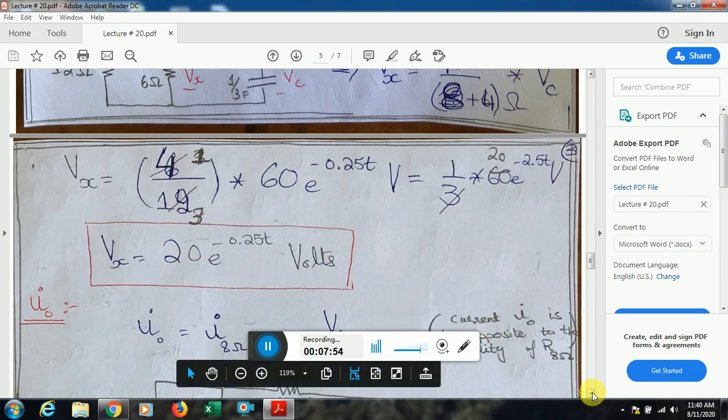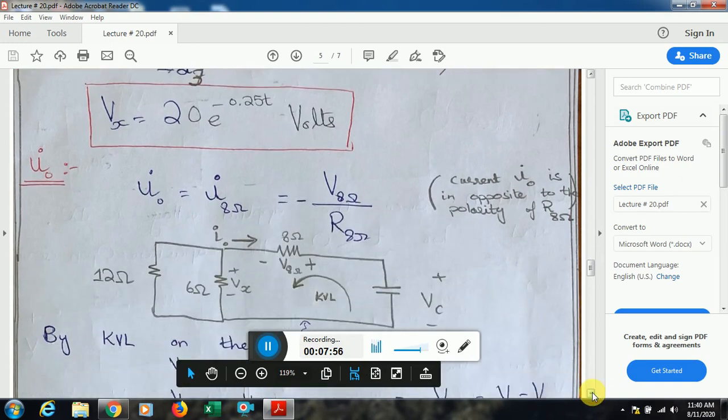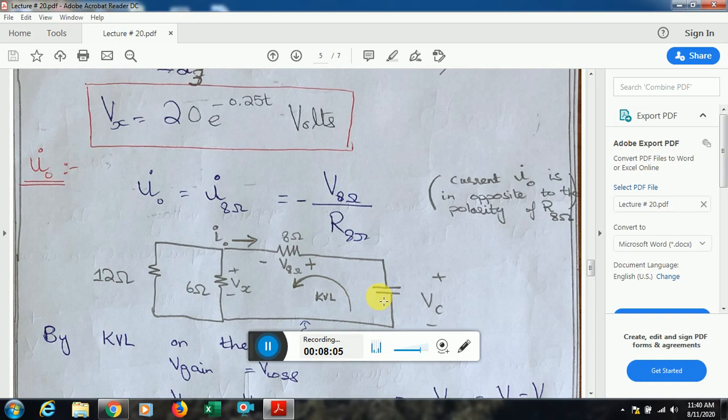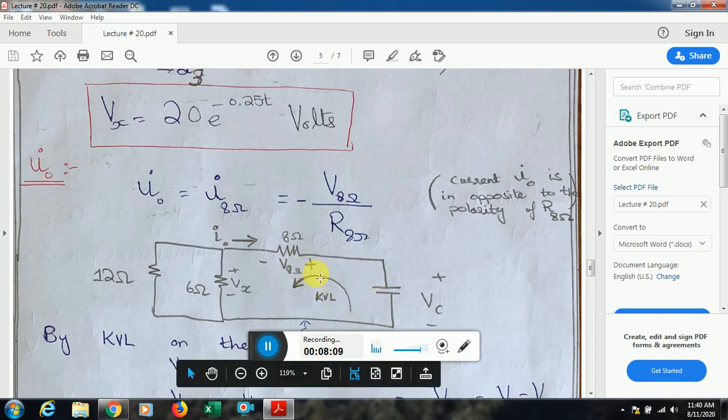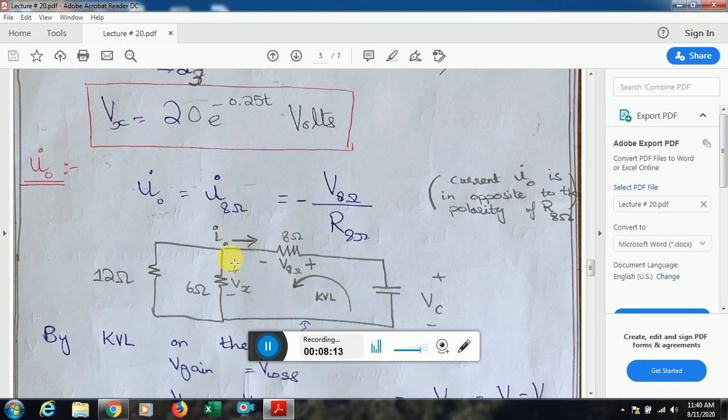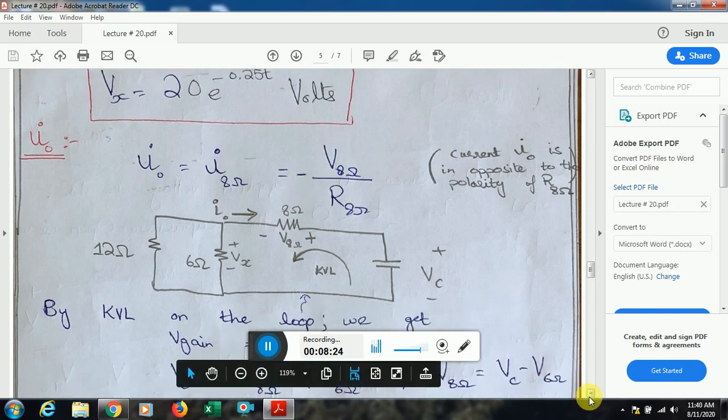I naught is the current across the 8 ohm resistor. So this means the voltage across the 8 ohm divided by the resistance value of 8 ohm. Now you can see that the capacitor induces a voltage in this direction. The current due to the capacitor will be flowing in the counterclockwise or anti-clockwise direction. However, the I naught given direction is opposite. So as the I naught and the induced polarity due to Vc are in opposite direction, that is why we insert a negative sign, a minus sign over here.